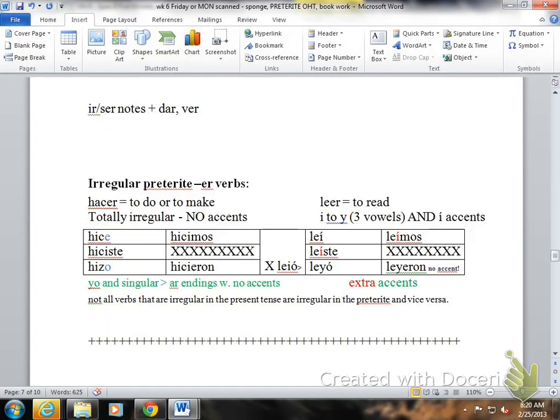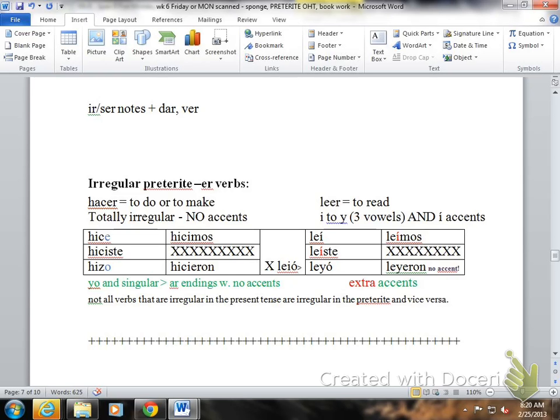So to go over the irregulars, remember these don't follow the pattern of regular verbs. They don't necessarily use the same box that we just talked about, and they don't necessarily have accents where they should. So for the verb hacer, remember, to do or to make, in the preterite, it would be you did or you made something. Totally irregular, doesn't have any accents.